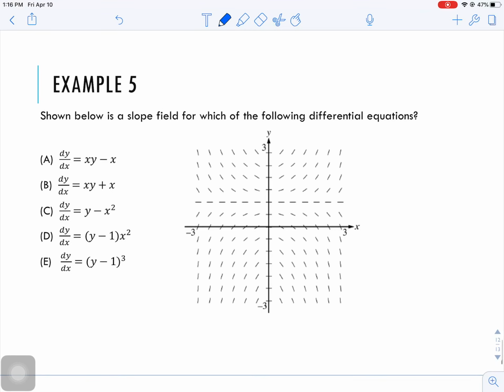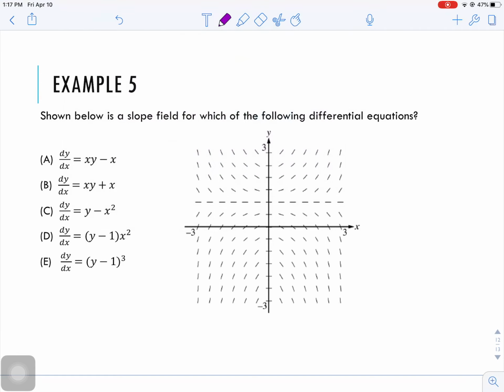All right, one other thing we want to be able to do is match a slope field to a differential equation. So here I've given you a slope field, already created, and I am asking you which of the following differential equations it matches with. There's all sorts of strategies that you can use. I'll show you a few in a bit. But one of the primary ones is to look for where the slopes are 0. That's a good place to start.